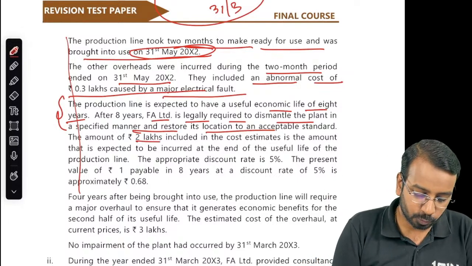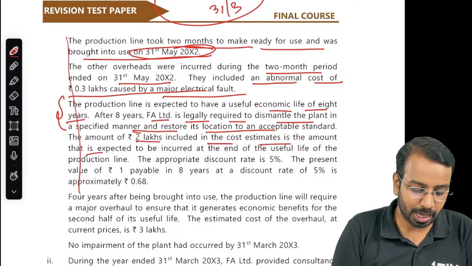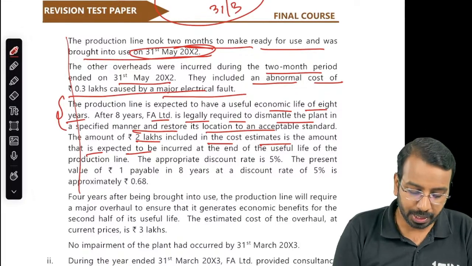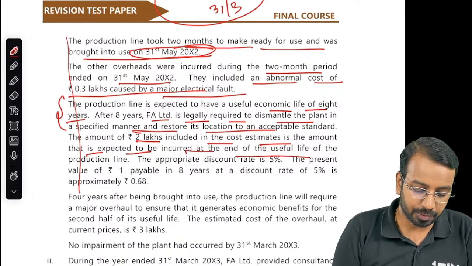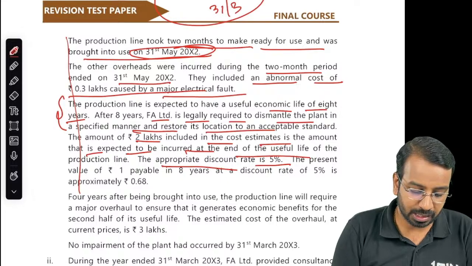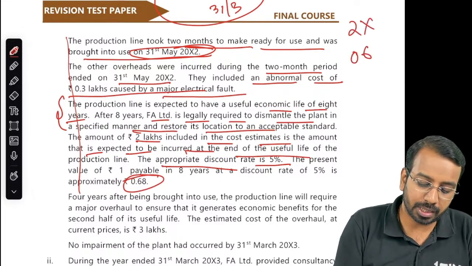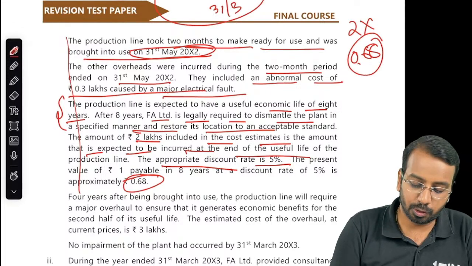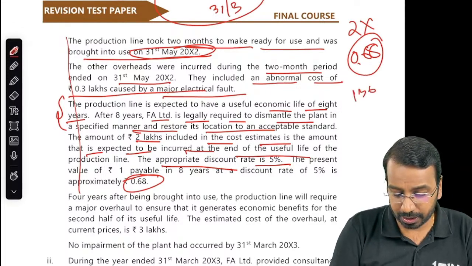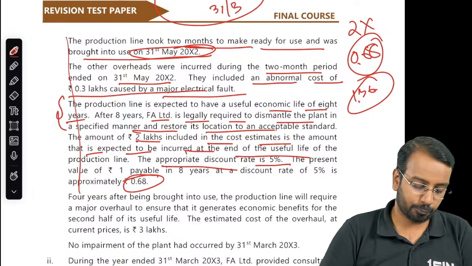Okay. Amount of 2 lakhs included in the cost estimate is the amount that is expected to be incurred at the end of the useful life. The appropriate discount rate is 5%. Present value is 0.68. So that is given. So what we will do? 2 lakhs into 0.68. Whatever is the number, 68 into 2 is 136. So 1.36 is what we have to add.